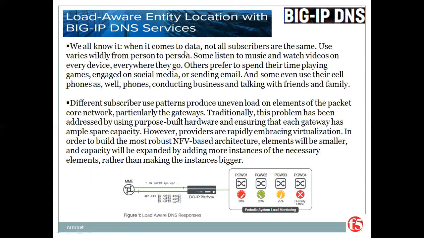When it comes to data, not all subscribers are the same. Usage varies widely from person to person. Some listen to music and watch videos on every device wherever they go. Others prefer to spend their time playing games, engaged in social media, sending email, and some even use their cell phones for conducting business and talking to friends and family. Different subscriber usage patterns produce uneven load on the elements of the packet core network, particularly the gateways. Traditionally, this problem has been addressed by purpose-built hardware and ensuring that each gateway has ample spare capacity. That is how it comes in the mobile network.